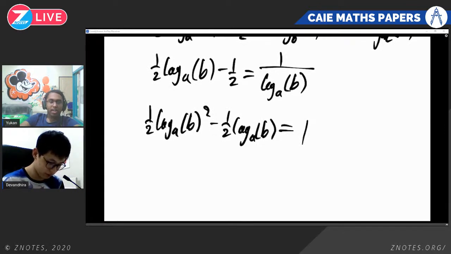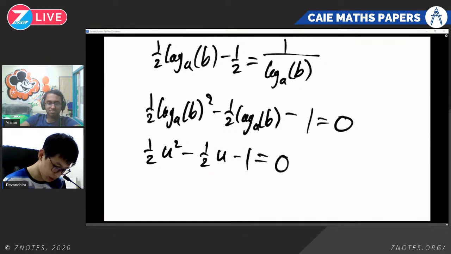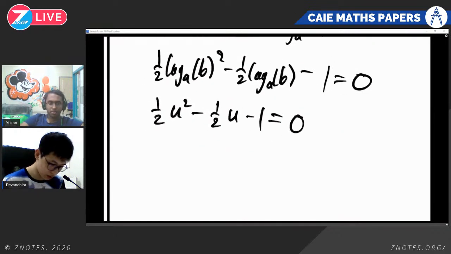Well, writing log a of b takes a while, so you can bring the 1 to the other side and then let u be log a of b. So let u be log a of b. So we have a half u squared minus half u minus 1. Correct? So what now? We can multiply everything by 2, and then I don't think we can factor.